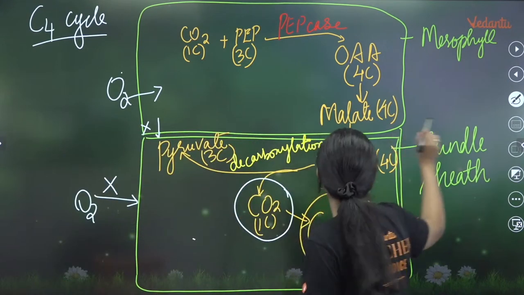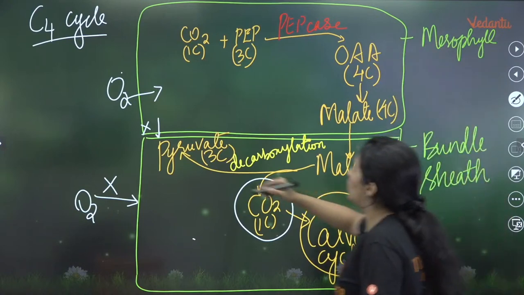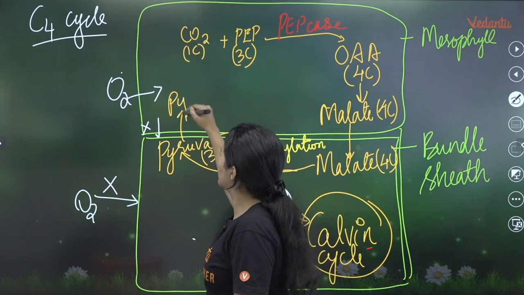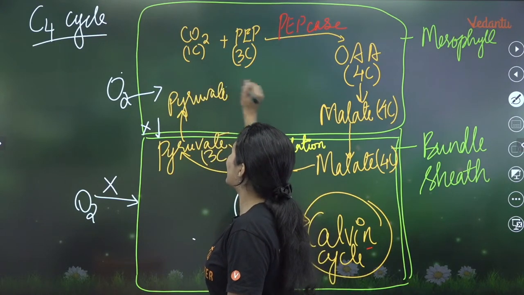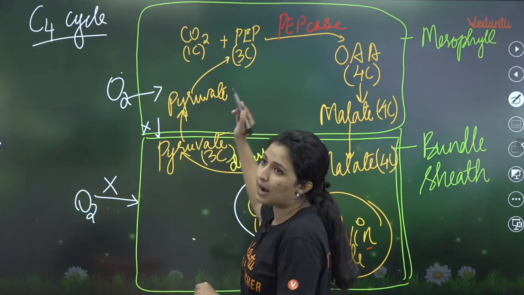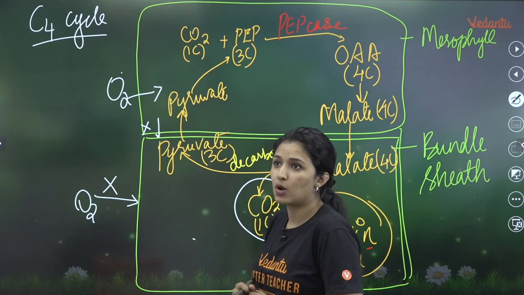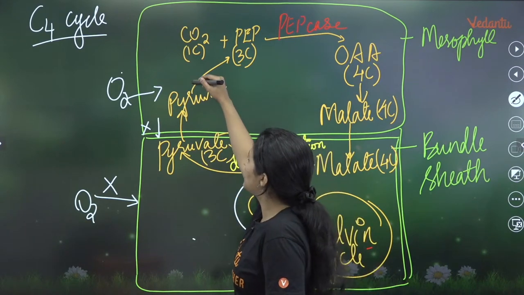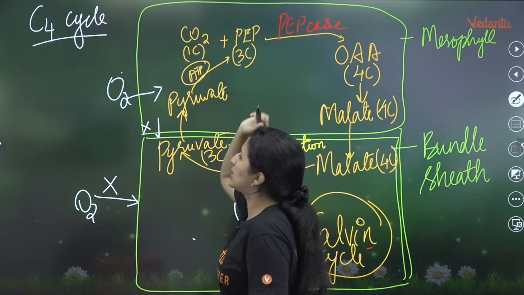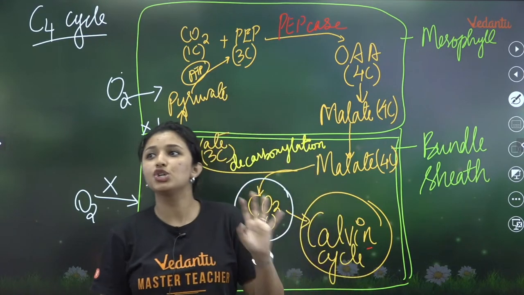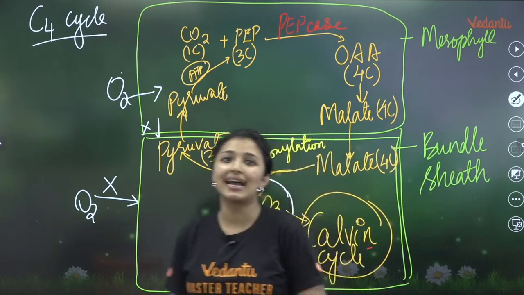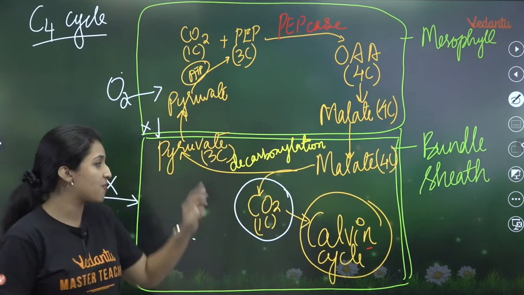Now, this pyruvate will go back. It will get converted, so we have pyruvate back in the mesophyll cell. It will get converted back into PEP, which is our carbon acceptor molecule. Here they will use ATP, that's fine. They are ready to use ATP, and they are ready to give ATP also. That's not an issue for them. The problem was with Rubisco. Now we have sorted it because Rubisco is inside its jail. We have put Rubisco into jail.